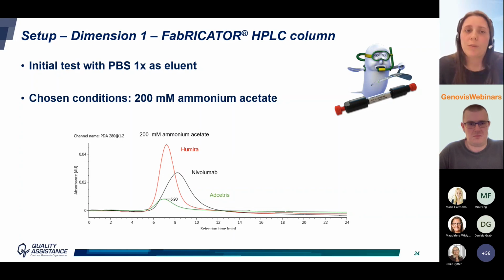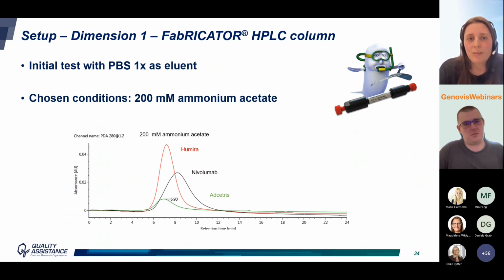So for elution, we first tested 1X PBS as eluent. This was only partially successful. It was not okay for all the antibodies we tested, so we decided, based on papers and discussion with Genovis, to use 200 millimolar ammonium acetate.